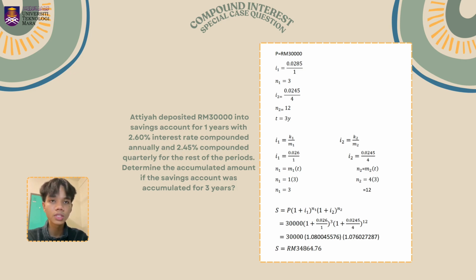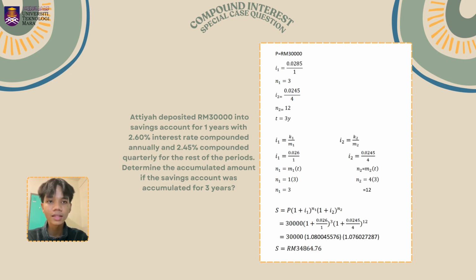Next, we find i2, which is k2 over m2, and we get 0.0245 over 4. Same goes for n2, which is m2 times t. n2 is equal to 4 times 3, and the answer for n2 is 12. The equation for the special case is S is equal to P times (1 plus i1) to the power of n1 times (1 plus i2) to the power of n2. Insert the information of the notation, and we'll get S is equal to 30,000 times (1 plus 0.026 over 1) to the power of 3 times (1 plus 0.0245 over 4) to the power of 12.